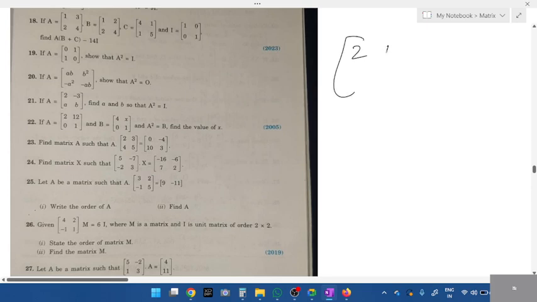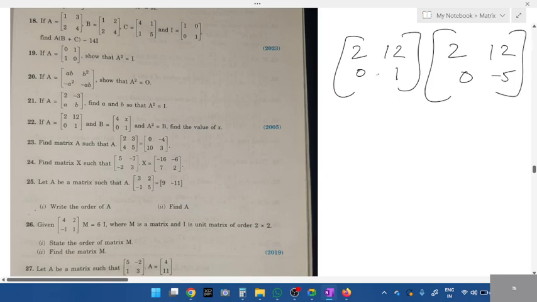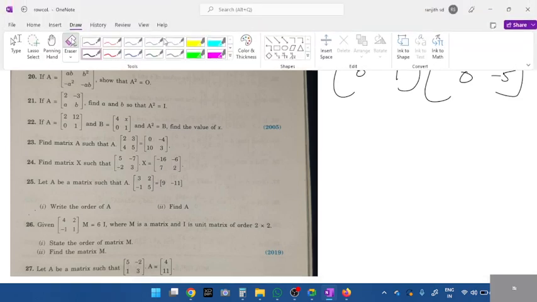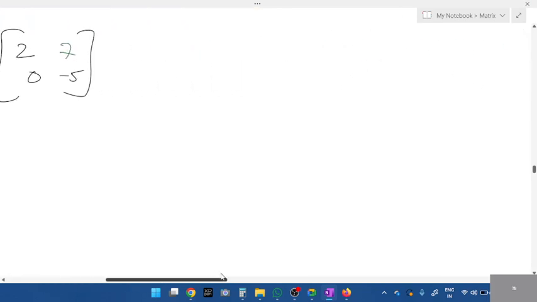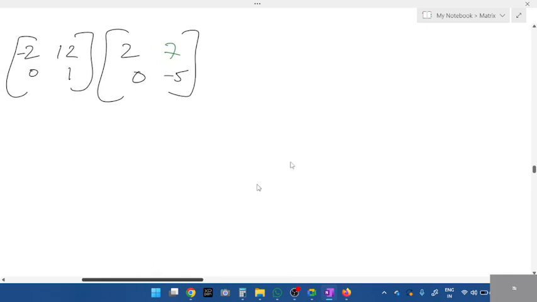Just one multiplication: the matrices 2, 12, 0, 1 and 2, 12, 0, minus 5. So addition, subtraction, we have done a lot of questions. Matrix is easy, but only one question to solve now. Fine. All of you tell me the formula, students. So how do you solve matrix? What is the formula we use?